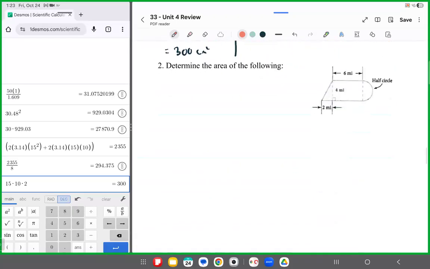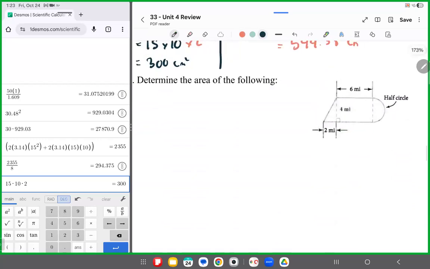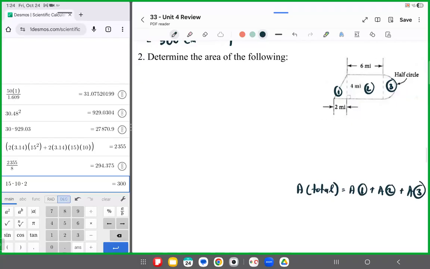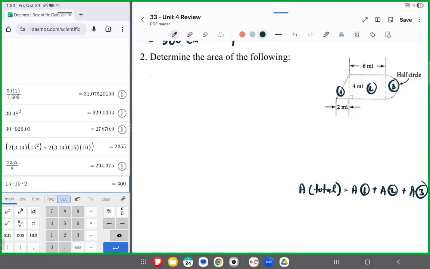Okay. Example 2, we want to determine the area of the following. So we've got a composite shape here. So we have three areas altogether. We have a triangle, a rectangle, as well as a half circle. And so we know the area of the total will be the area of the first shape plus the area of the second shape plus the area of the third shape, A1, A2, and A3 respectively. And so let's figure out the area of the first shape. It is a triangle. So A1 is a triangle.